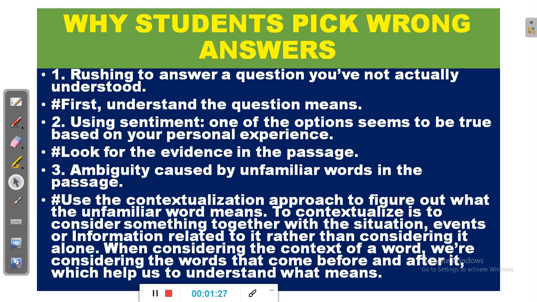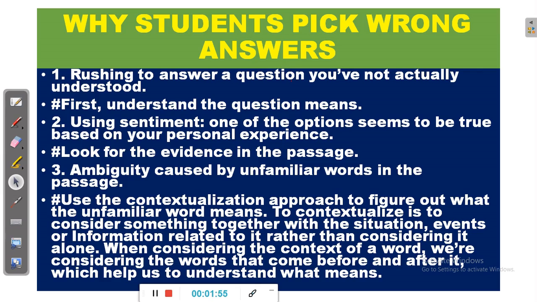First, let's look at why students pick wrong answers in the Jamb comprehension questions. Now, let's look at the first reason. Rushing to answer questions you've not actually understood. That is one of the reasons. First, understand the question, understand what it means before you begin to answer the question.